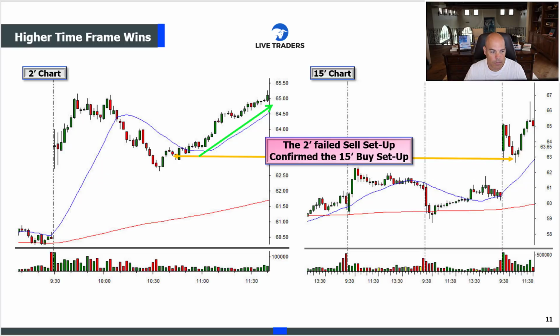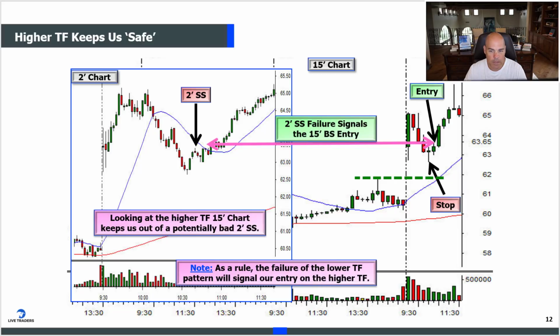Now, what about this? This is granular, drilling down a little bit deeper, right? The higher time frame kept us out of this bad trade. It keeps us safe. So the 2-minute sell setup failure signals the buy setup entry. It's very important you guys learn this, because if you don't, you're going to be taking a lot of crappy trades.